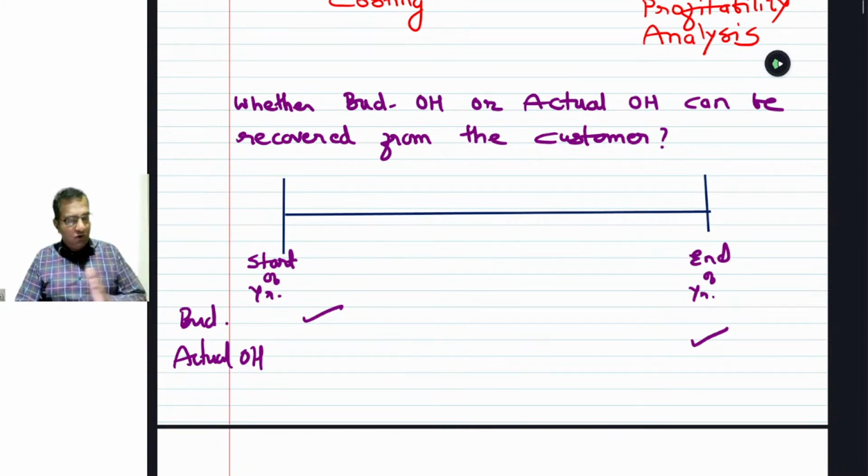Right? So this is the logic, beta. So budgeted overhead we know at the start of the year. Actual overhead we know only and only at the end of the year.